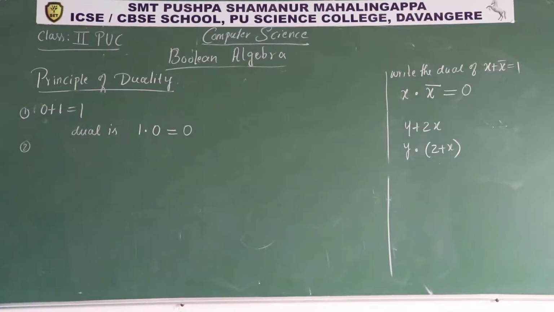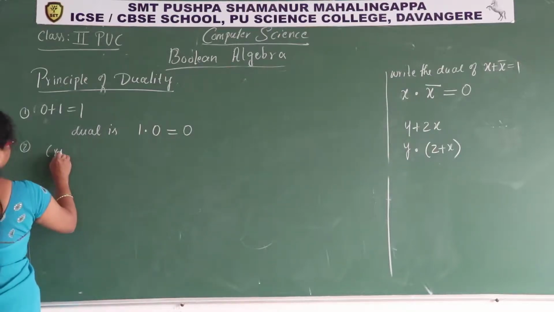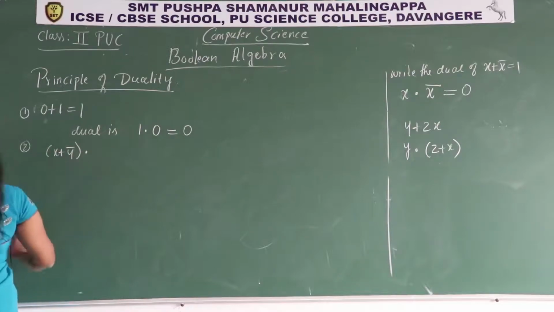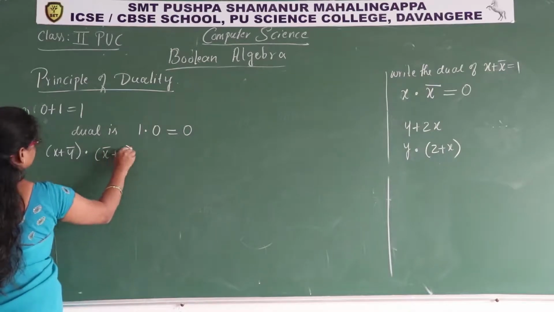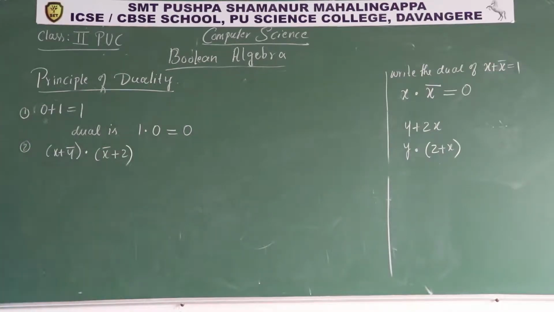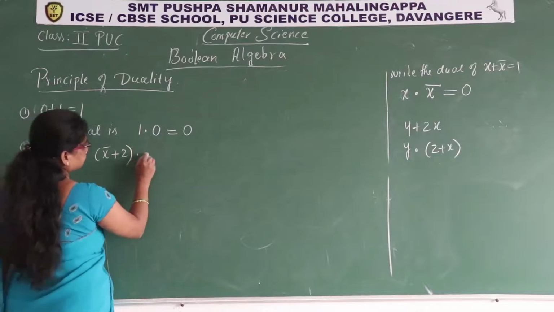Second one, x plus y bar dot x bar plus z dot y plus z.